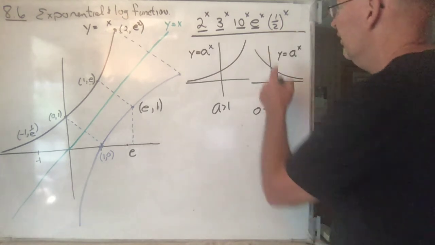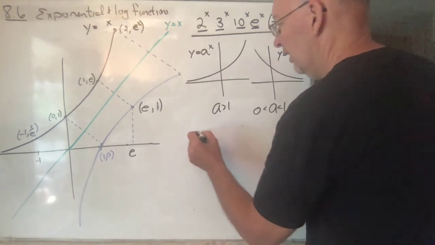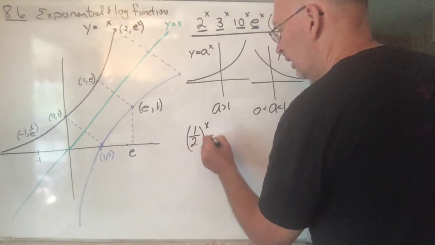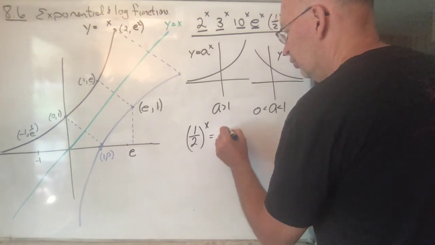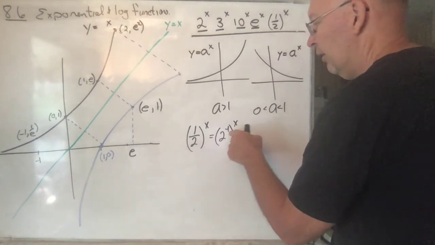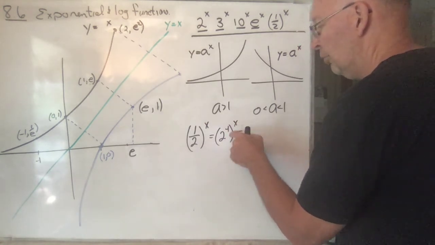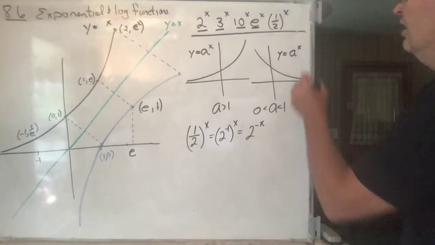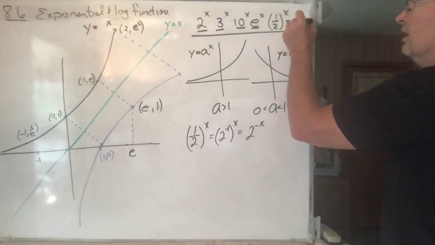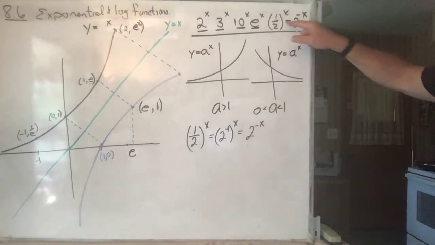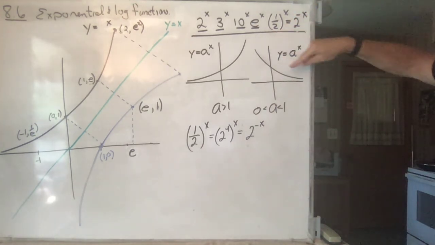Okay? Another important thing to notice here is that 1/2 to the x power can be written as 2 to the negative 1 to the x power. And now remember, you can multiply those exponents. So that's 2 to the negative x. So another way of writing this is 2 to the negative x power. They both are exactly the same thing. They both have that same shape.